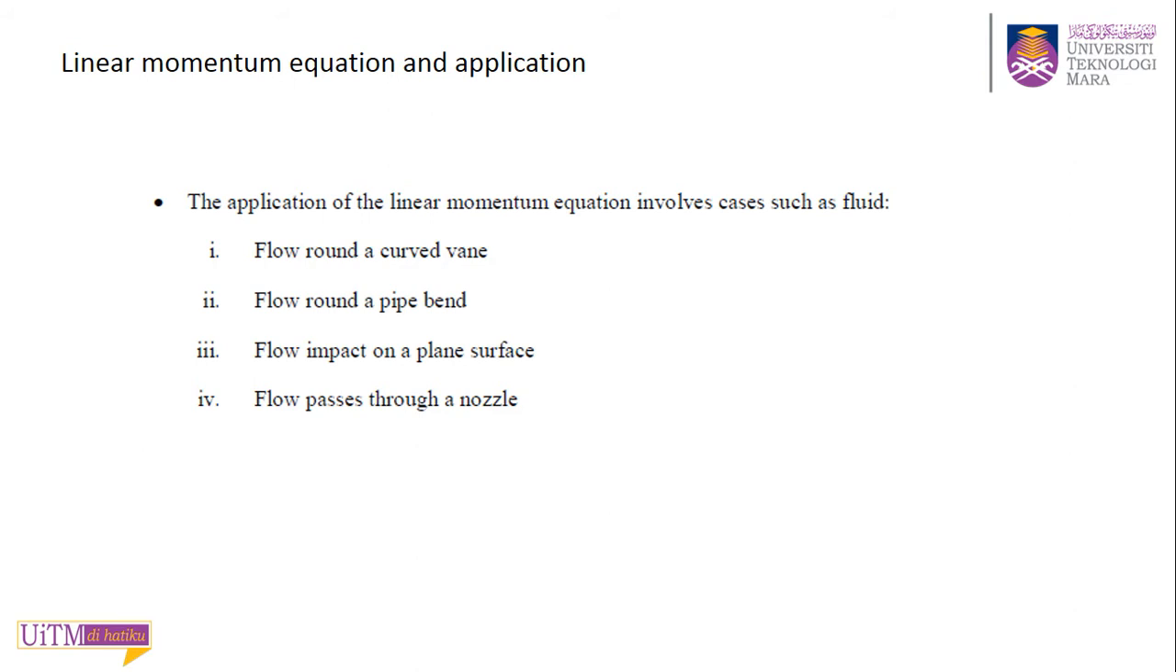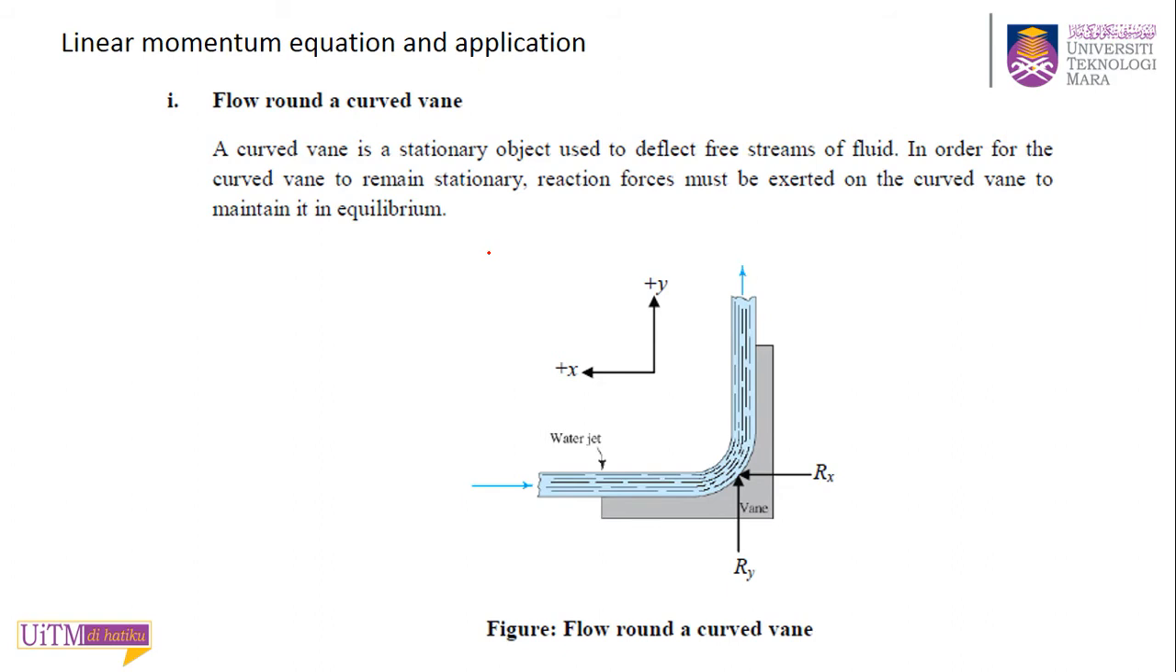and this linear momentum equation will be applied in different applications. There are 4 different applications where this linear momentum equation is mostly used. One, the flow around a curved vane. Second, flow around a pipe bend. The third, flow impact on a plane surface. The fourth one, flow passing through a nozzle. So we will look at them one by one today, how we can apply this linear momentum equation to solve these different applications.